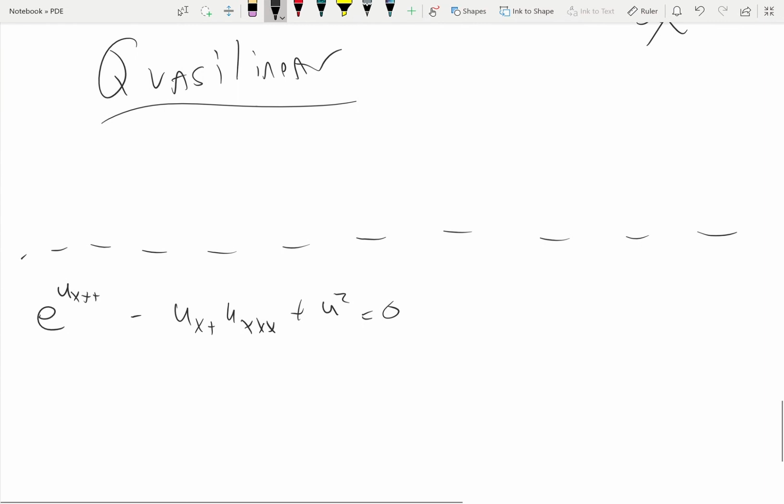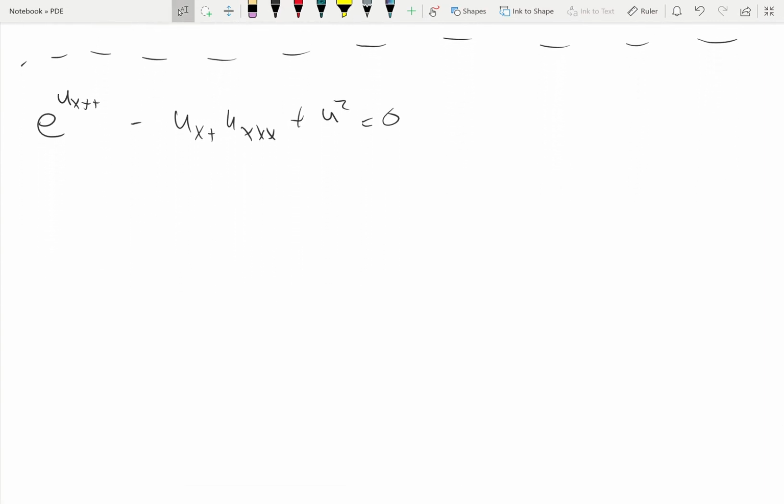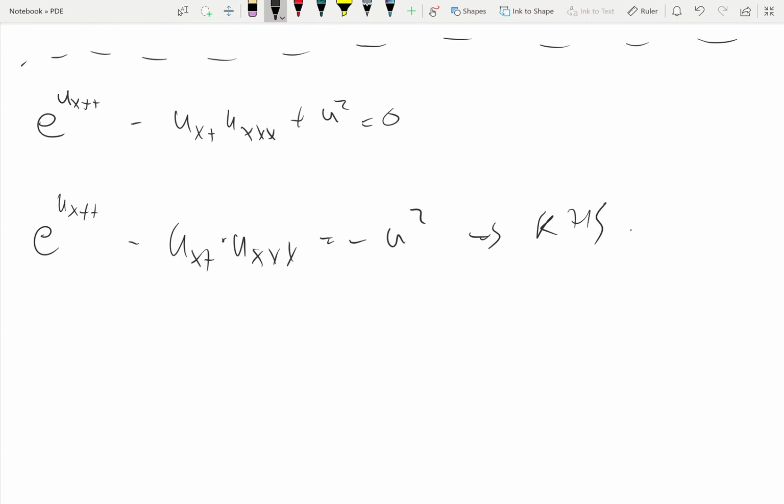Alright. Now we keep going. Here comes the doozy. Alright, I'm going to rewrite this equation. We have e to the power of u_xtt minus u_xt u_xxx plus u squared equals 0. I'm going to rewrite this equation to get all the derivatives on one side. e^(u_xtt) minus u_xt times u_xxx equals negative u squared. This implies that the right hand side is a function of u.